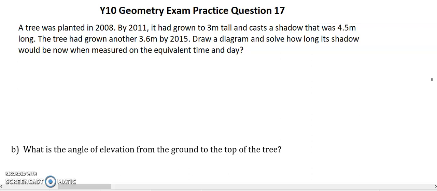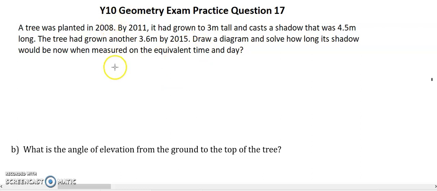Year 10 Geometry Exam Practice Question 17. A tree was planted in 2008. By 2011 it had grown to 3 meters tall and cast a shadow that was 4.5 meters long. The tree had grown another 3.6 meters by 2015. Draw a diagram and solve how long its shadow would be now when measured on the equivalent time and date.